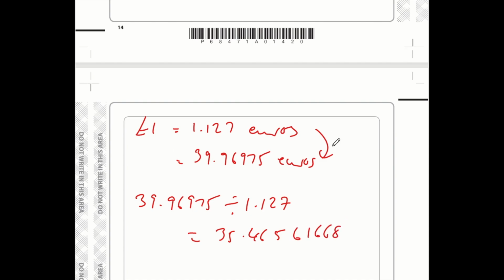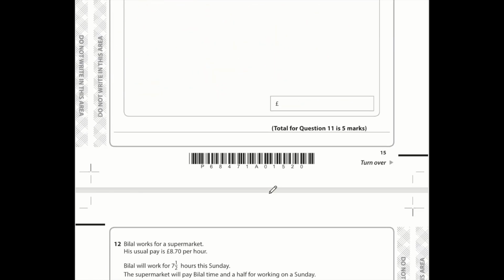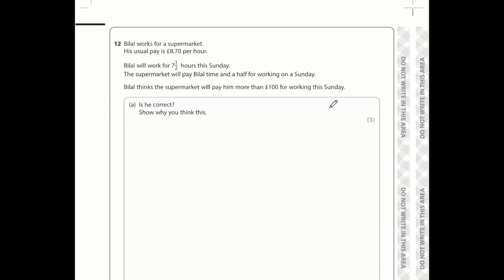This figure divided by 1.127 comes to 35.461668. So if this number is this many times greater than 1.127, then for an equivalent number of pounds we need to multiply £1 by this number. Of course, £1 multiplied by this number is simply going to be £35.46561668. This is a ridiculous figure, since we're dealing with money, so let's round it to 2 decimal places. We're interested in the value of the 3rd decimal place. It's a 5, so this 6 will upgrade to a 7. So the answer is £35.47. There we go.